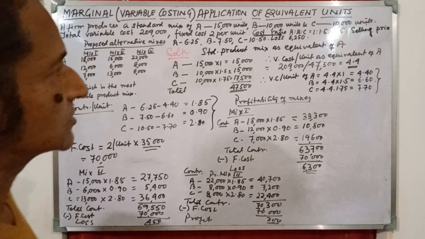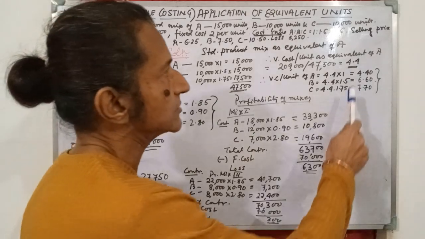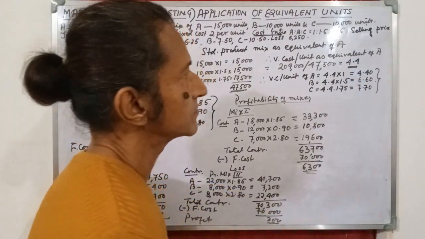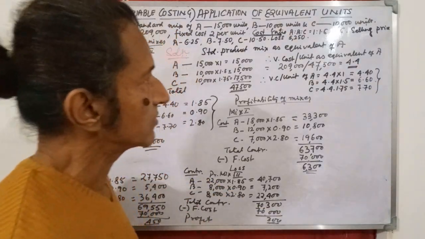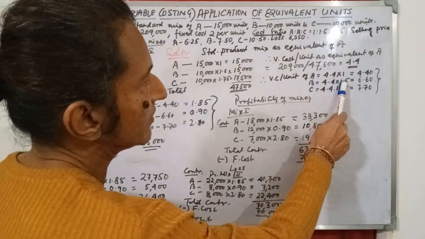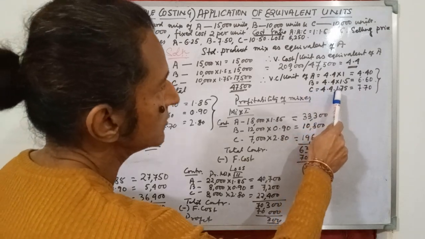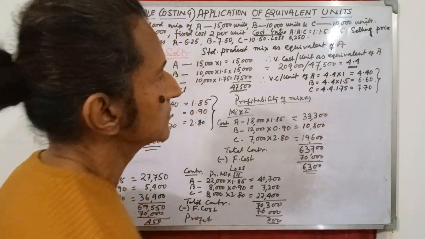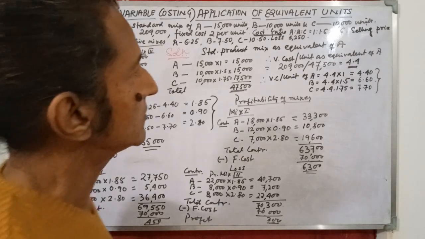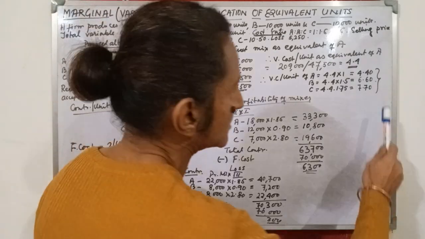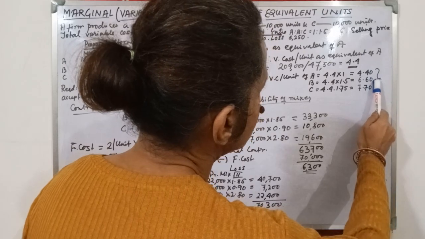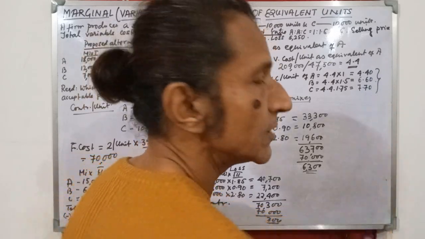So the variable cost per unit of A is 4.40. So variable cost of B is 4.40 into 1.5, and variable cost of C is 4.40 into 1.75. So we get the variable cost per unit of A, B and C as 4.40, 6.60 and 7.70 respectively.